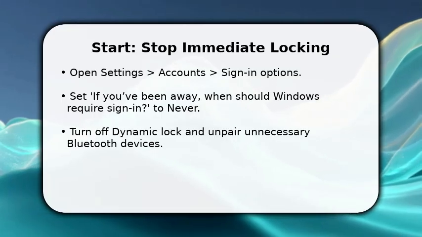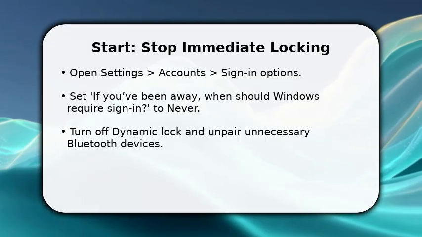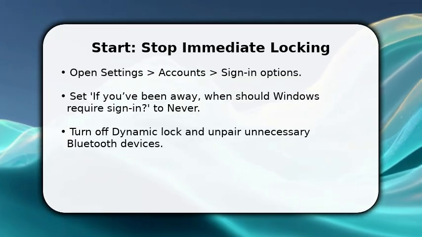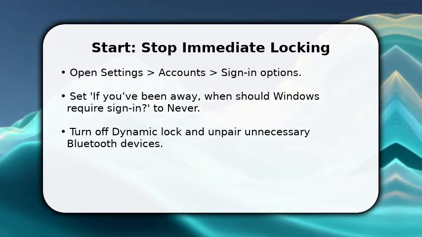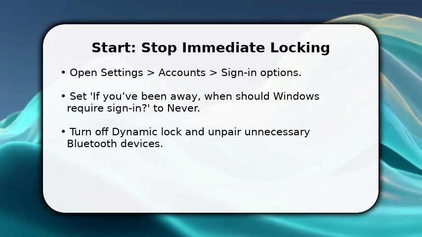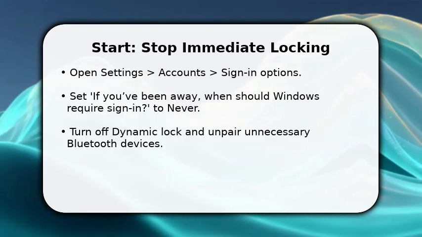You start by stopping the instant lock. Open Settings, go to Accounts and Sign-in Options. Change the If You've Been Away setting to Never so Windows won't demand the password after brief idle periods. Once done, scroll to Dynamic Lock and disable it.